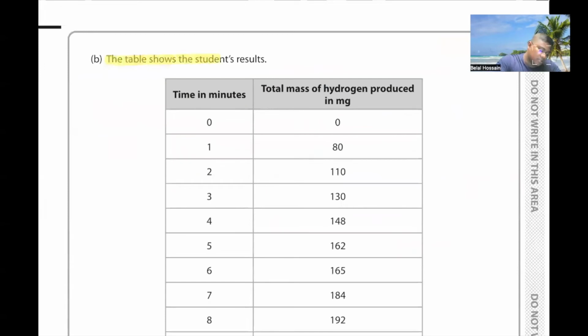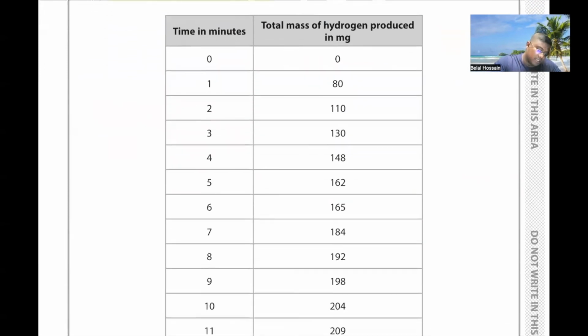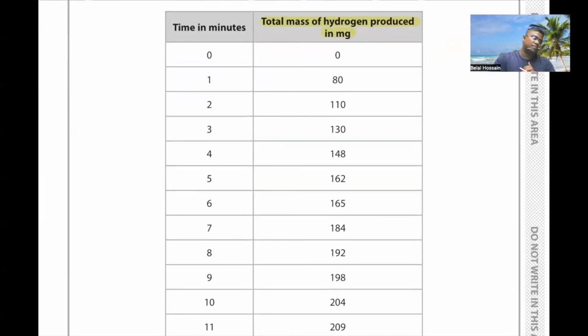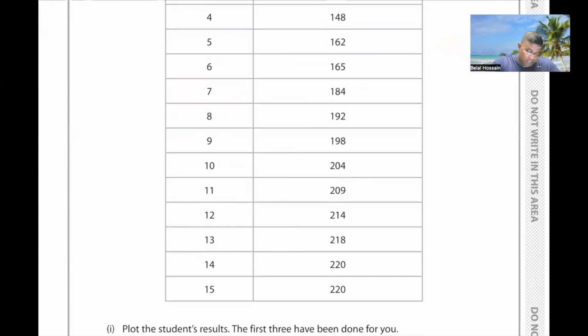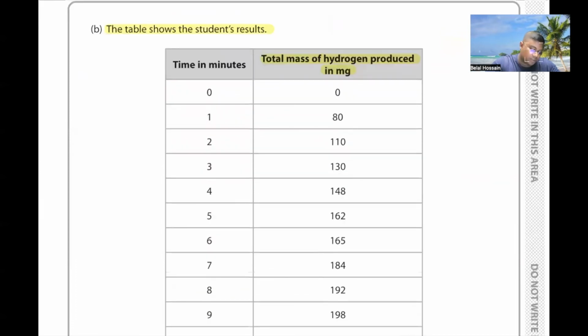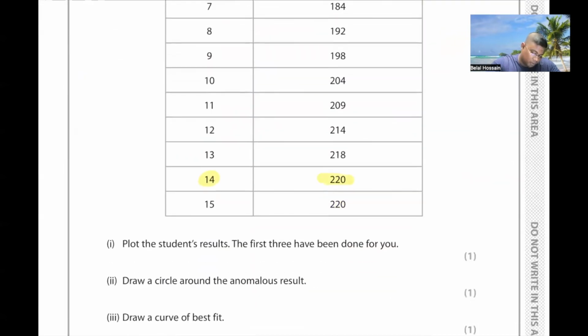Part B. The table shows the student result. We can see the total mass of hydrogen produced in milligrams, which is suitable because this particular mass of hydrogen is pretty negligible. So we can see the reaction stops at 14 minutes because after that no more hydrogen is produced. Plot the student's result.